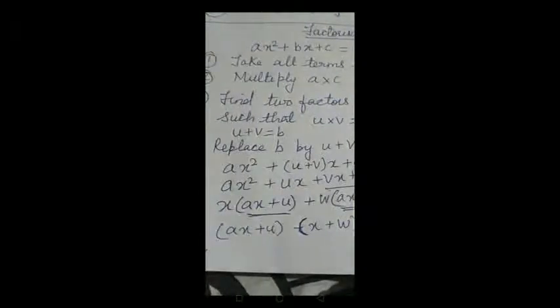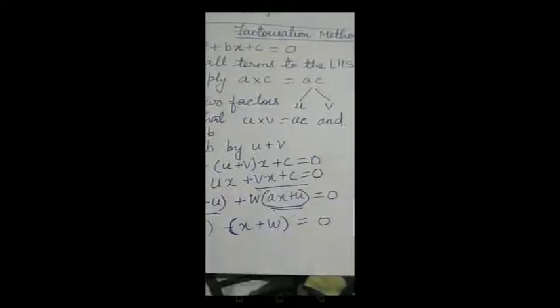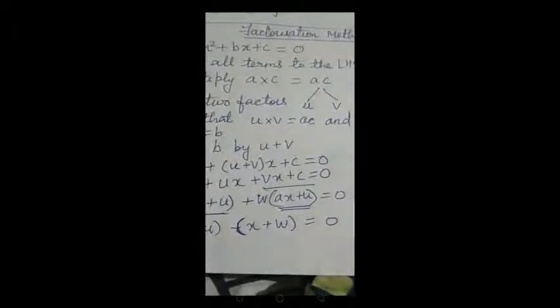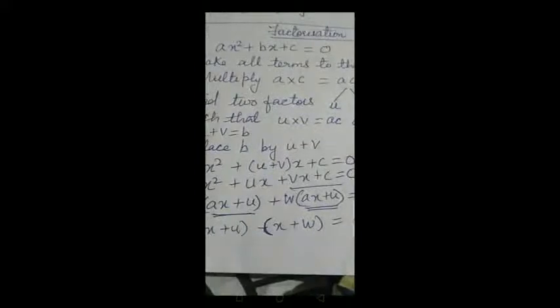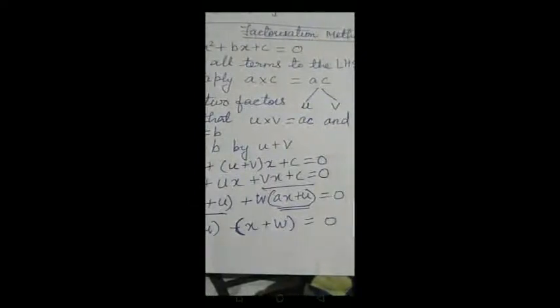Second, now you know what is A, what is B, what is C. You multiply A and C, you get AC. Now you get two numbers, U and V, such that when you multiply them, you should get AC, and when you add them, you should get B. Okay, two numbers, when you multiply them, you should get AC, and when you add them, you should get the value of B.